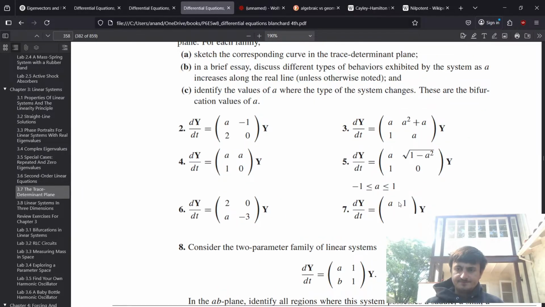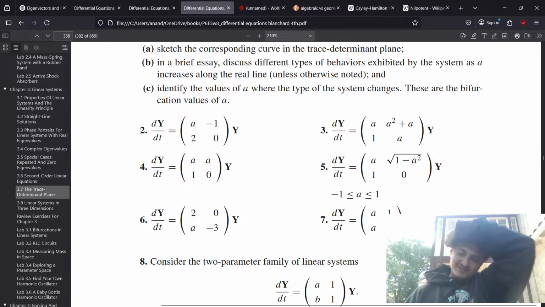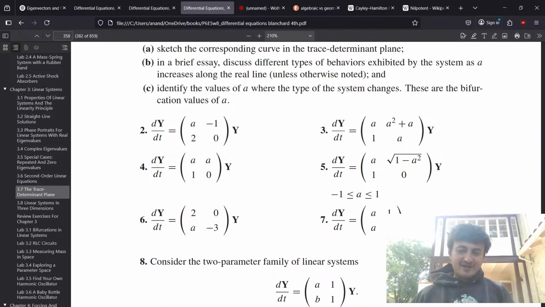This one looks fun. I actually like these problems. These problems are pretty cool because you get to draw a lot of pictures and you don't have to do a lot of algebra. That's the best, when you don't have to do a lot of algebra, but you get to. All right, so y prime equals A times y.